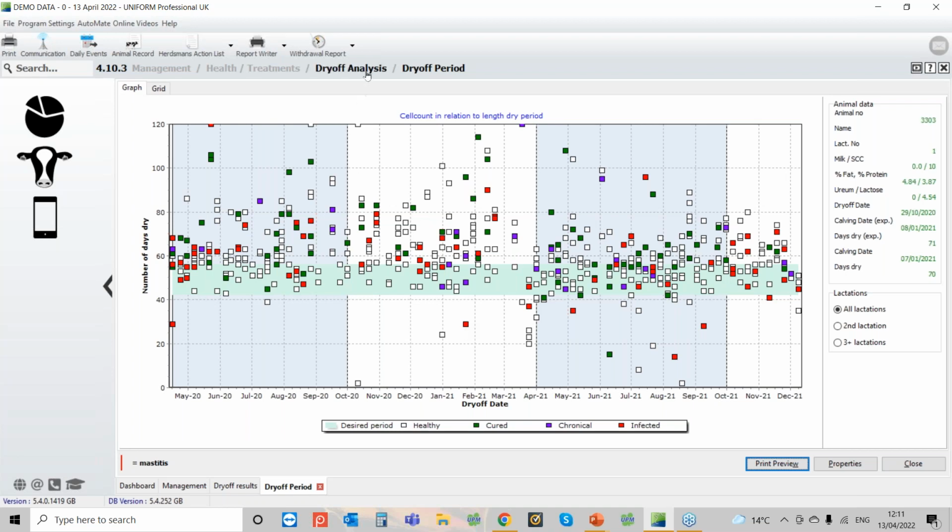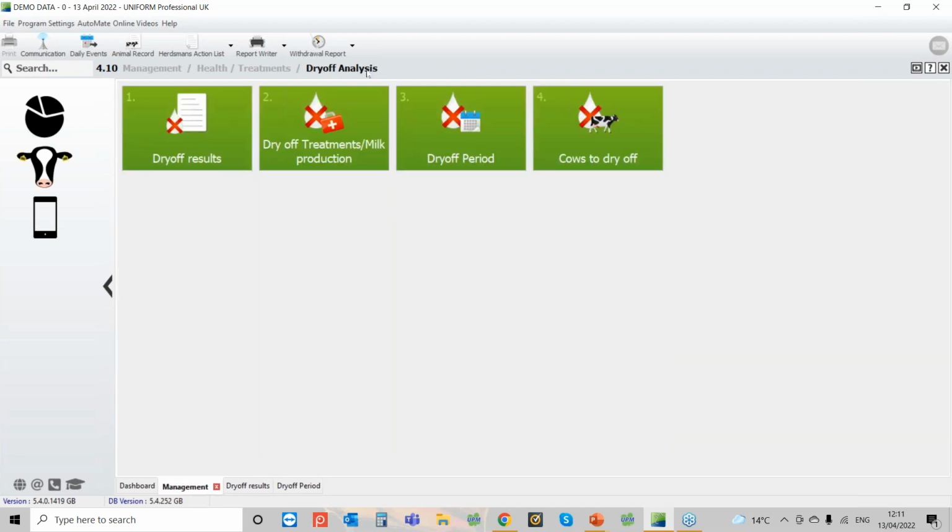If we just go back to dry off analysis, I think this is a really good section of the program. If you have any questions on it, we'll be really happy to go through your data, take you through the reports, and show you what we can see. So any questions, please give us a call.